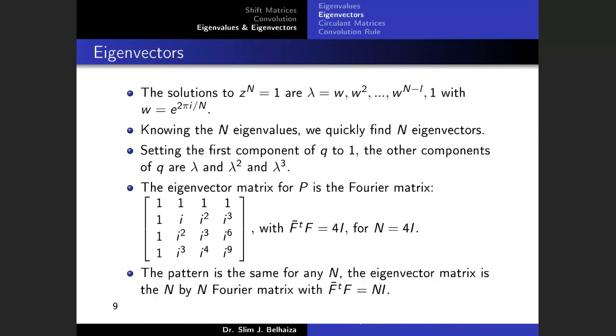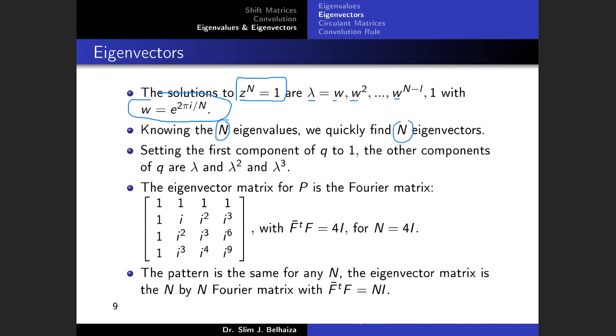In fact, the solutions all share this: they are all solutions to z to the power n equals 1. And you can write lambda as w squared till w to the power n minus 1. In general, this is the form of w, which is e to the power 2 pi i over n. So now, knowing the n eigenvalues, we can find the n eigenvectors.